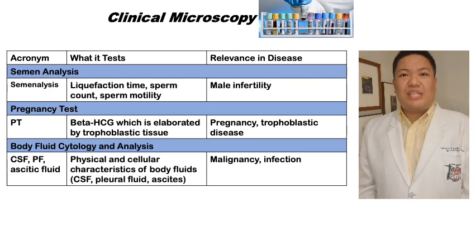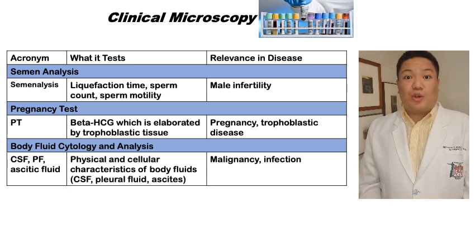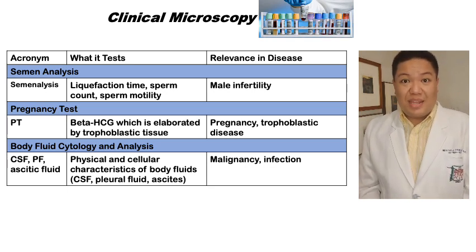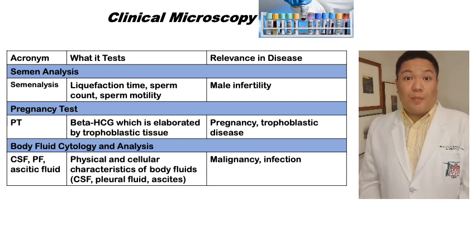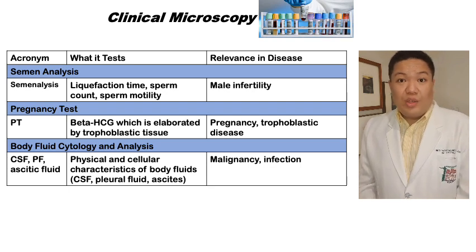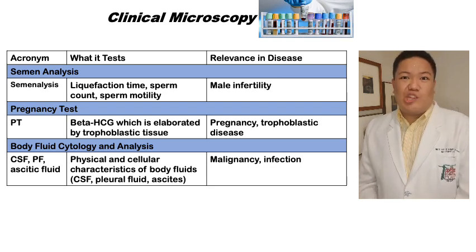Other bodily fluids that we can test in the clinical microscopy section include the semen, or a semen analysis, especially in the workup of male infertility. This is also where we can do a pregnancy test or a Furning's test to confirm whether the patient indeed is pregnant. And we can also send other bodily fluids for microscopic analysis, such as cerebrospinal fluid or pleural fluid or ascitic fluid after a procedure.